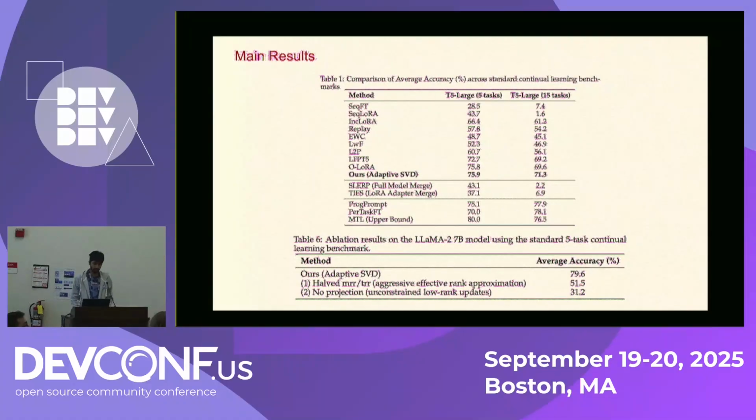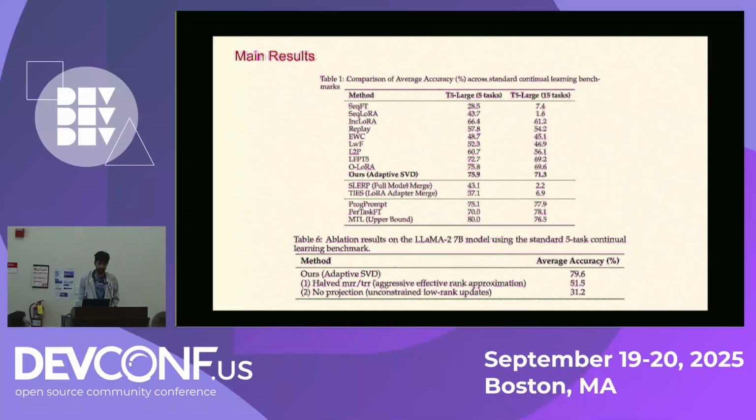And then we also did a couple of ablation studies to understand what parts of our methodology are actually important. As you can see, the average accuracy with Llama 2 7B, the first row in the second table, is 79.6. This is again 3 points higher than the current state of the art, orthogonal LoRA.